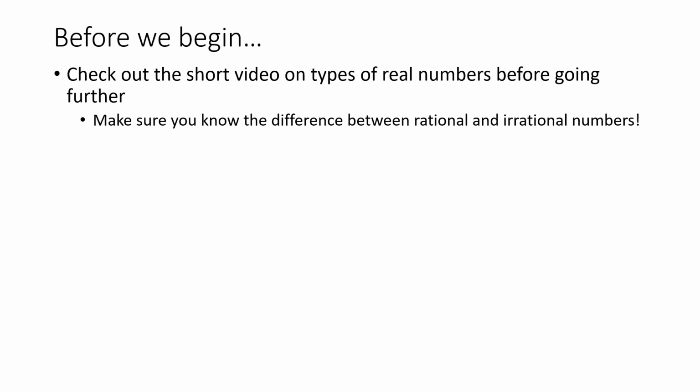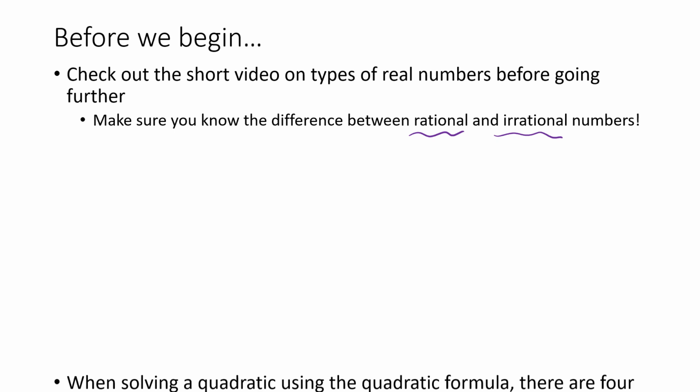Before we begin, check out the short video on types of real numbers before going further. Make sure you know the difference between rational and irrational numbers. If you are 100% confident that you could give a good functional definition of rational and irrational numbers, then proceed. But if you're not sure, there's a quick 3-minute video linked above that'll take you through a quick definition and some examples, because you're going to want those vocabulary words before moving on.